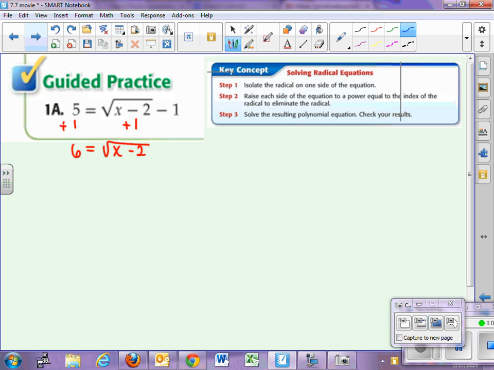Step 2 says raise each side to the power that you need. So basically I had to raise it to the second power. So that gave you what? 36 equals x minus 2. Now add 2 to both sides. 38 is what we think x is. We'll check it.